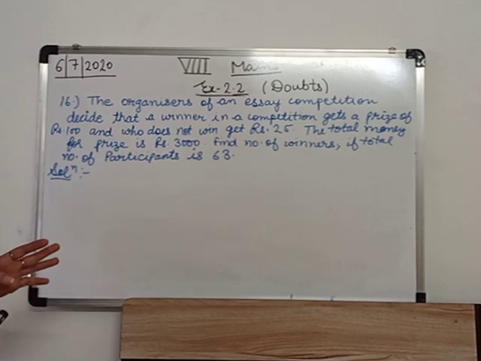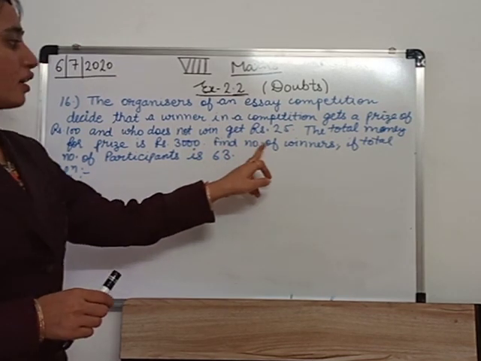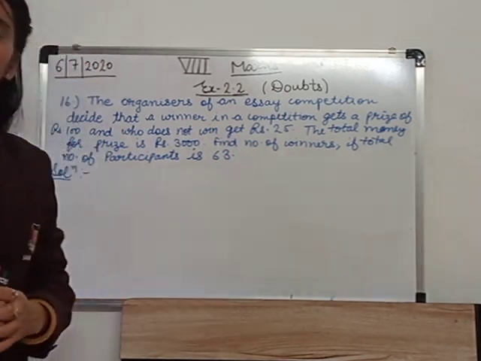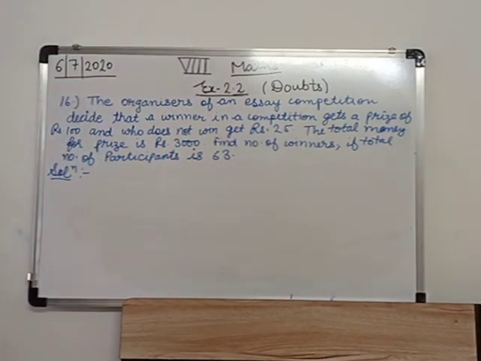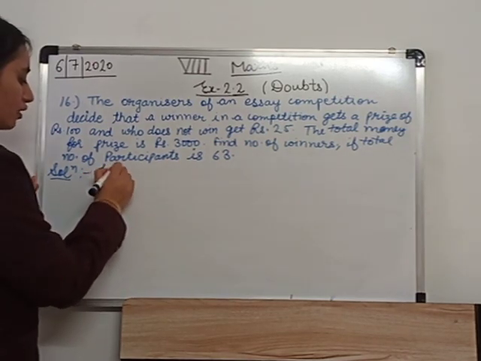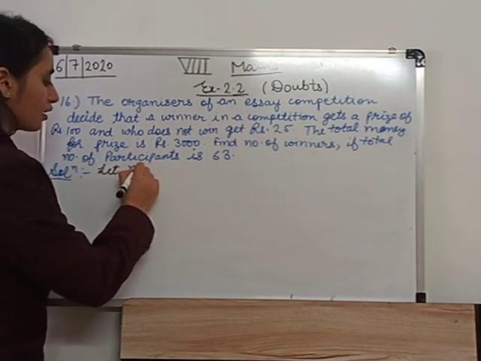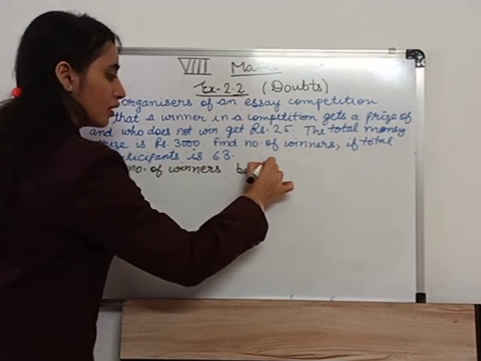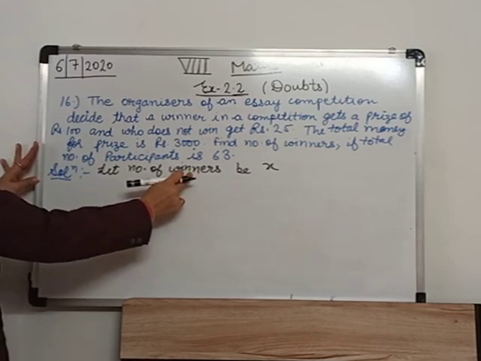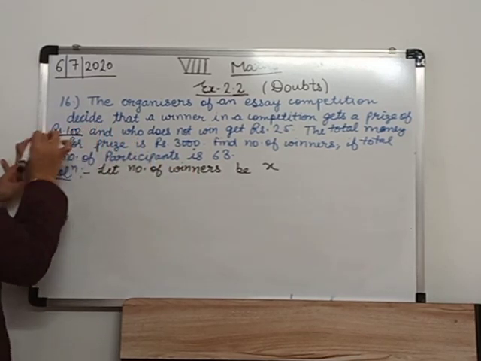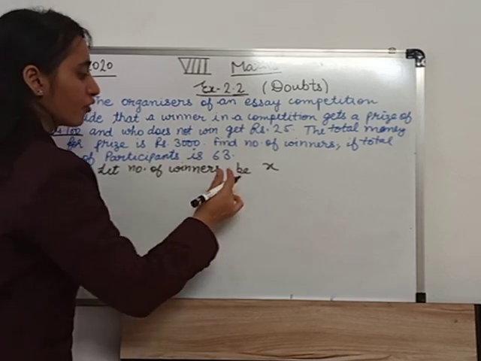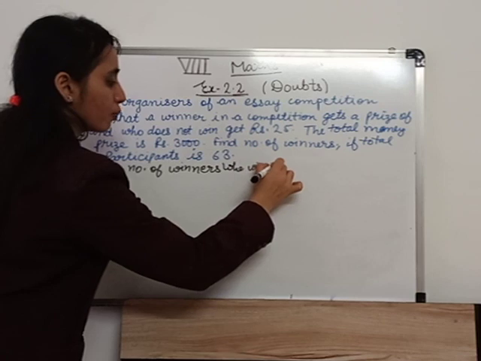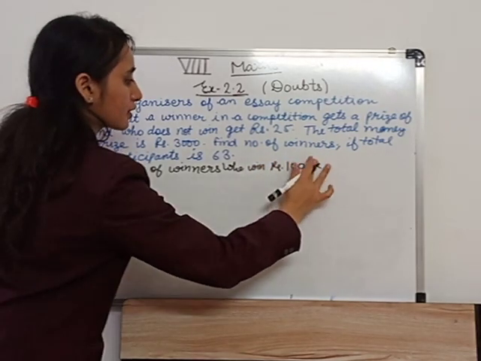Means we don't know the winners, we have to find the number of winners. What do we find? We have to find the number of winners. So consider, let the number of winners be x, the number of winners who won rupees 100 be x.